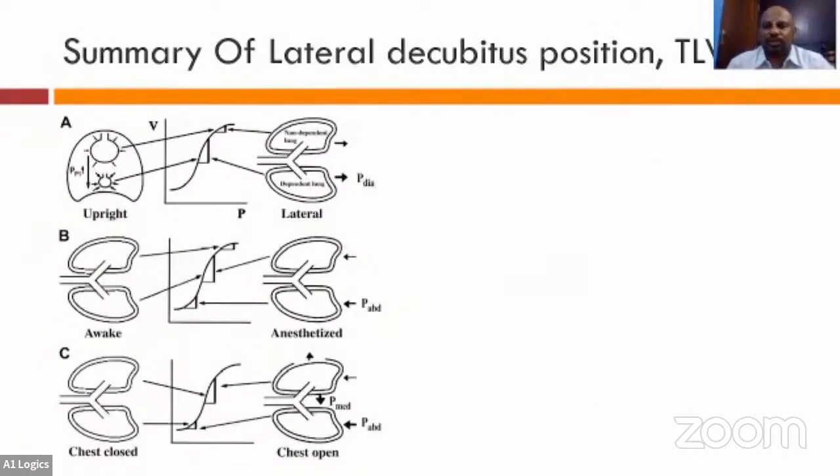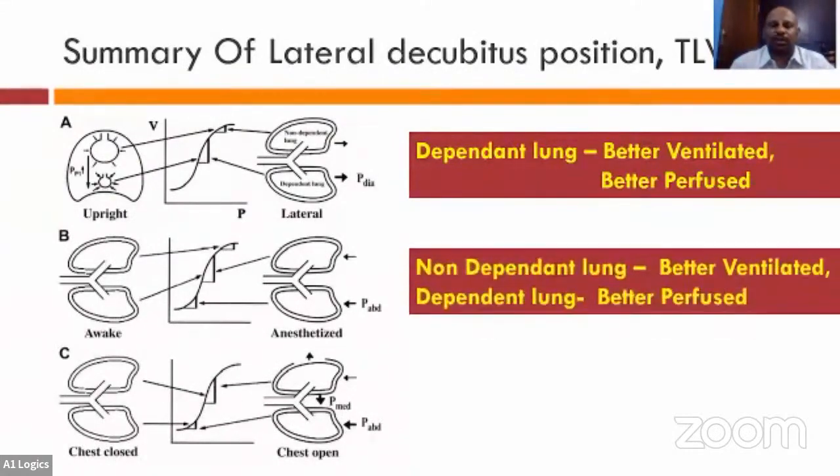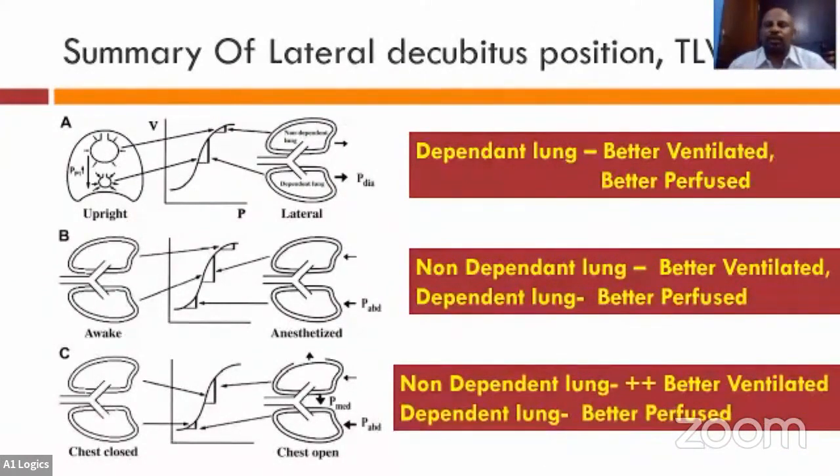To summarize these three things: from upright, if you go to the lateral decubitus position, the dependent lung receives better ventilation and better perfusion, hence VQ match is preserved. But the same person, once anesthetized, the non-dependent lung receives better ventilation and the dependent lung will be better perfused, giving rise to VQ mismatch. And once the chest is open, the ventilation is much more into the non-dependent lung and the perfusion still remains in the dependent lung, giving rise to a huge VQ mismatch.